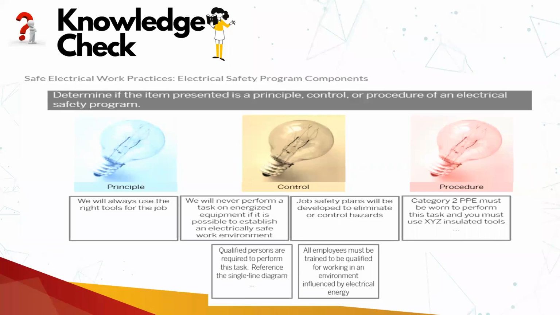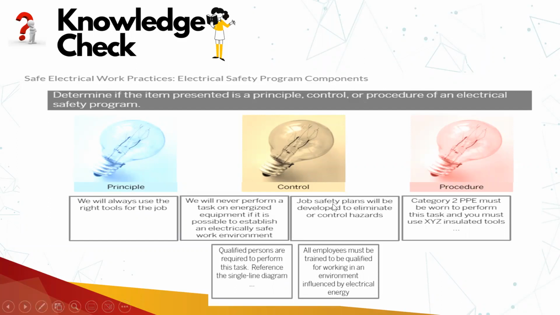The second one: we will never perform a task on energized equipment if it is possible to establish an electrically safe work environment. As per the annexure, it falls under the principles. Again, it shows commitment at the top, a commitment that we will always establish an electrically safe work condition whenever it is possible.